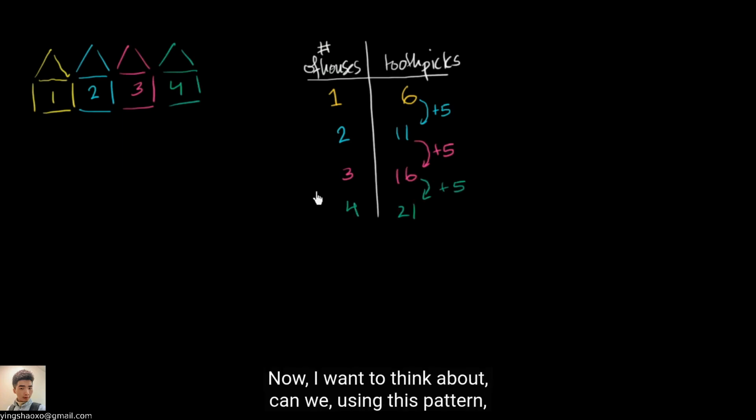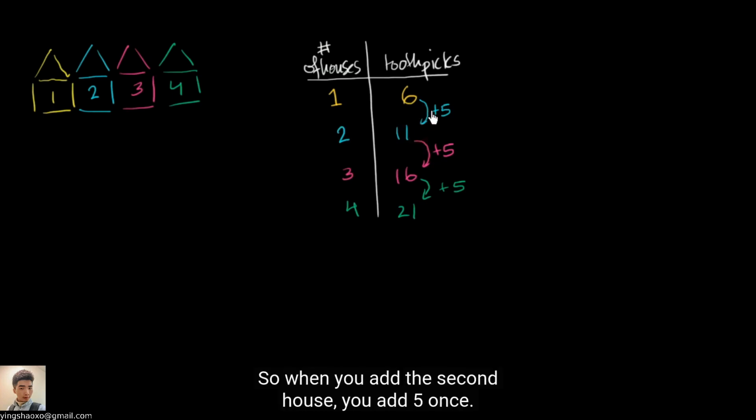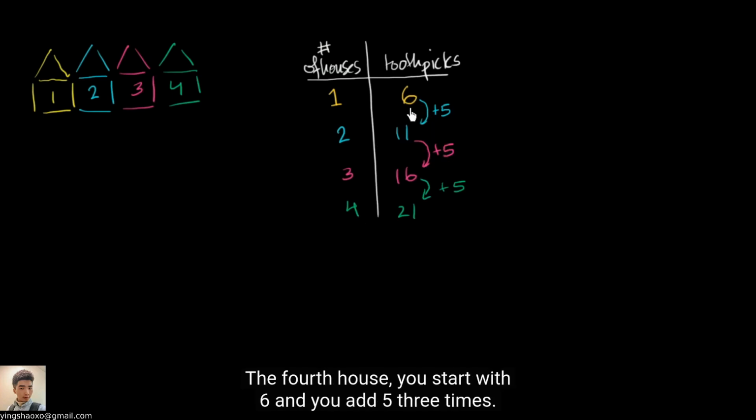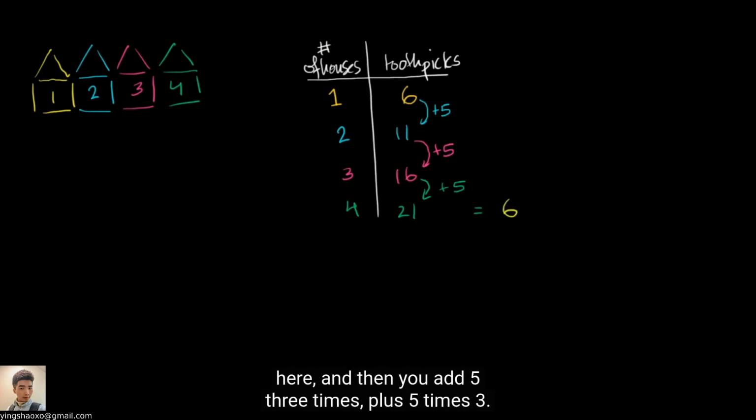Now I want to think about, using this pattern, can we figure out how many it would take to make 50, or 500, or 5,000? We look for a pattern here and see, can we find an equation for each of these actual values? For example, we already recognize that we're adding 5, so when you add the second house, you add 5 once. The third house, you add 5 twice. The fourth house, you start with 6 and you add 5 three times. You write 21 is equal to 6, you start with 6, and then you add 5 times 3.